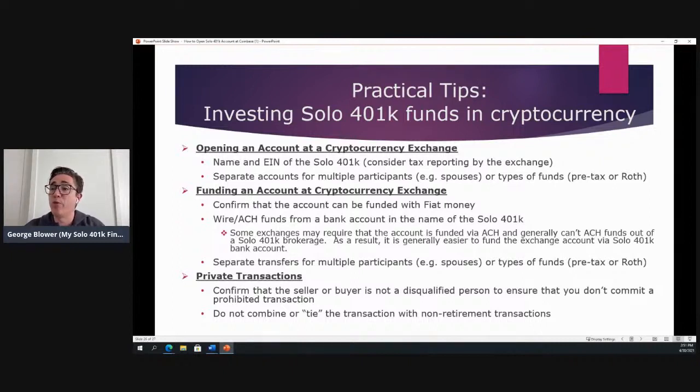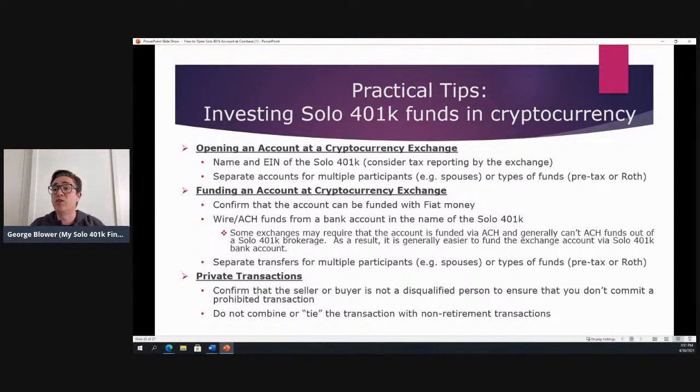That would be outside the context of Coinbase. So it is possible. A private transaction would be where you're purchasing cryptocurrency not through an exchange, but in a transaction outside of an exchange. You can do that provided that the seller or the buyer, whoever is on the other side of that transaction from your solo 401k, is not a disqualified person. So for example, it's not you, it's not a spouse, it's not a lineal ancestor or a lineal descendant, like a parent or a child, just to ensure that you don't commit a prohibited transaction.